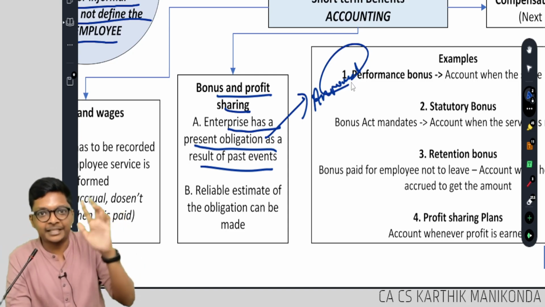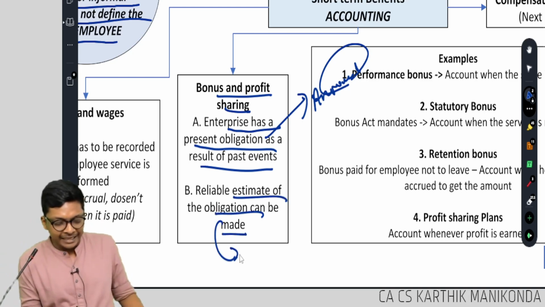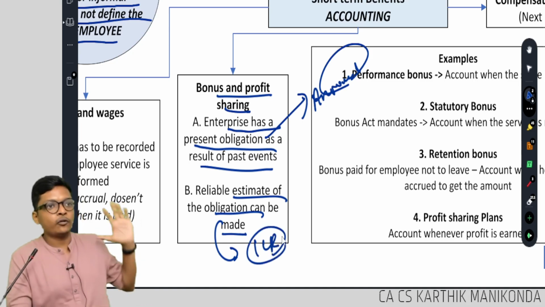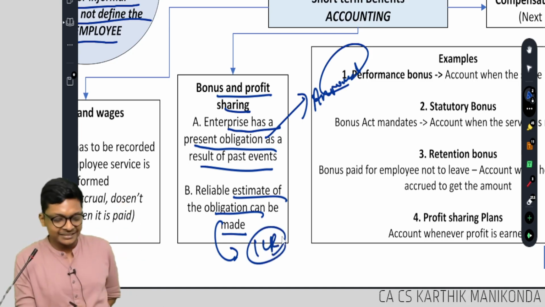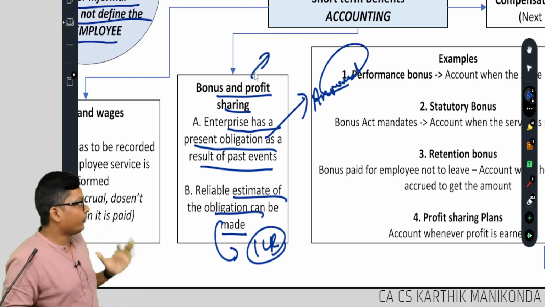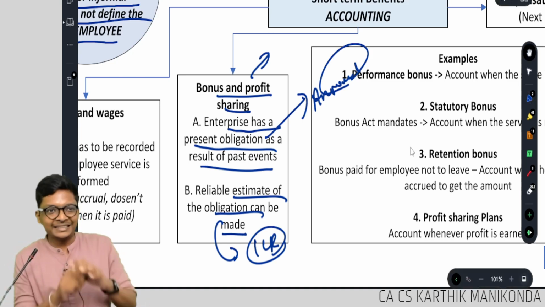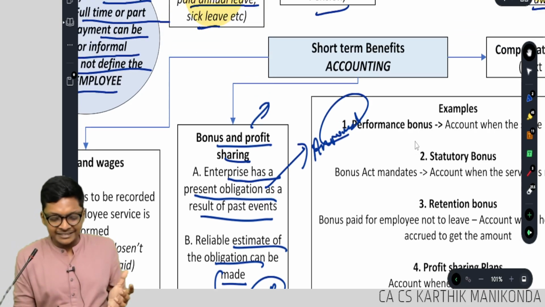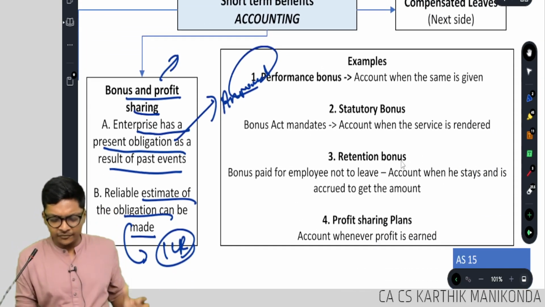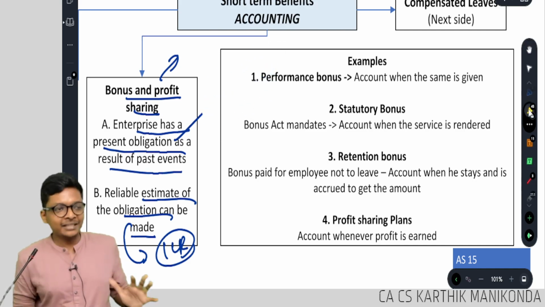I made it a liability. And a reliable estimate of the obligation can be made. I decided 1 crore bonus for Rajaram. Are you following, guys? In simple terms, when the right to receive is established, when the obligation is due. I'll give some examples of bonus. Not there in AS 15, but I've just taken it from the study material for us to discuss and understand, because if some points come, look at the examples.